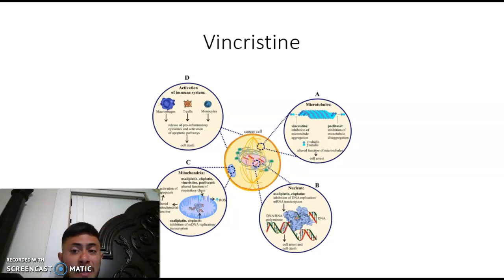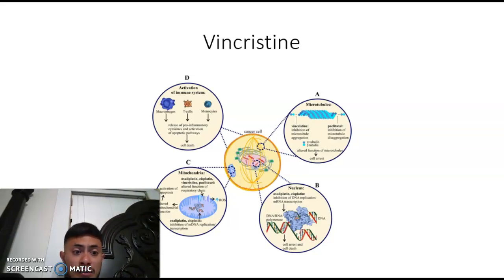So this basically causes mitosis to arrest at metaphase, and it is caused via the disruption of the mitotic spindle formation. And these are usually more common during the M and S phases.